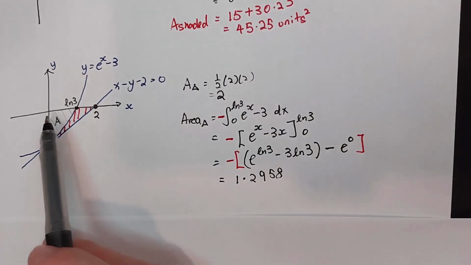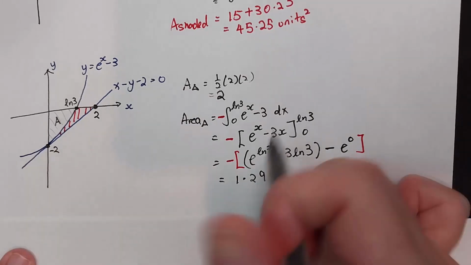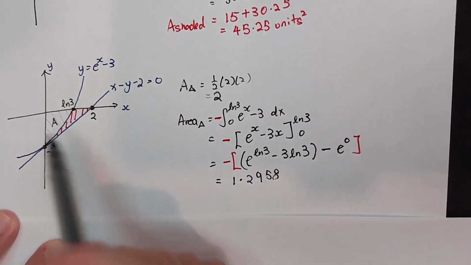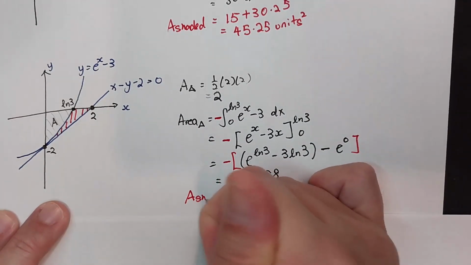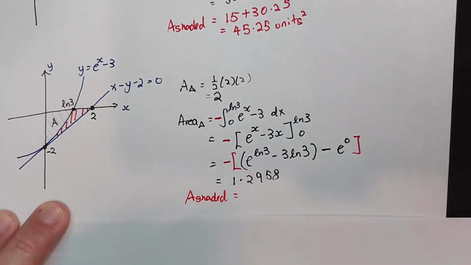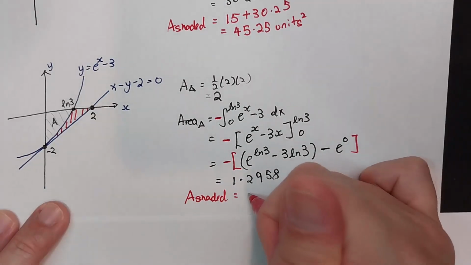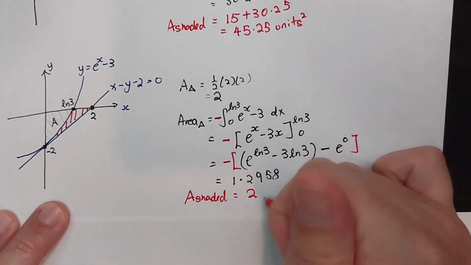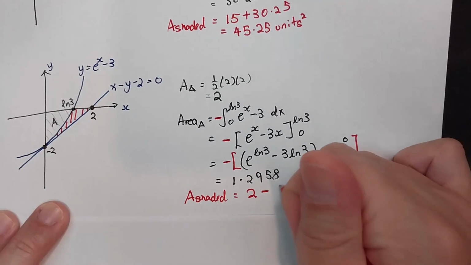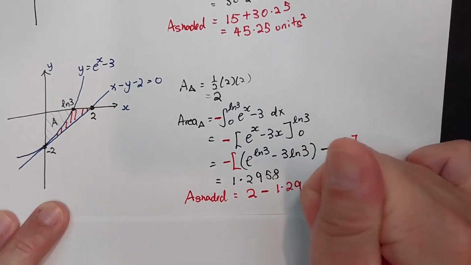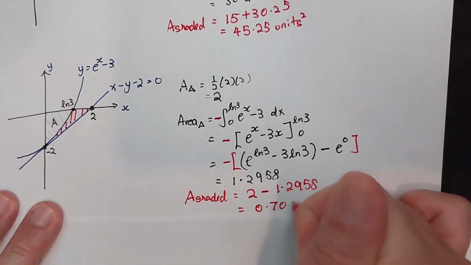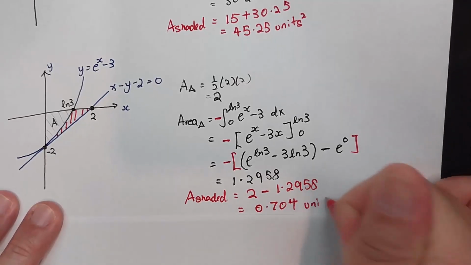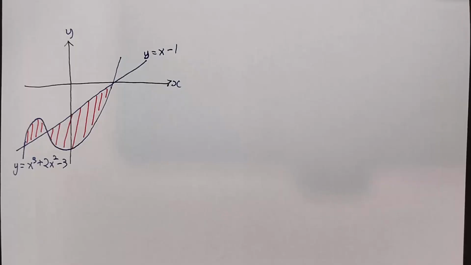So finally, what should we do with these two areas here? Yes, we should take the area of the triangle and subtract the area of region A. So finally, the area of the shaded region will be equal to the area of the triangle, which is 2, minus the area of region A, which is 1.2958. And this will give us 0.704 square units.